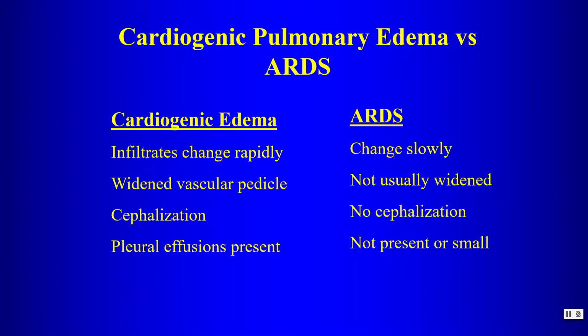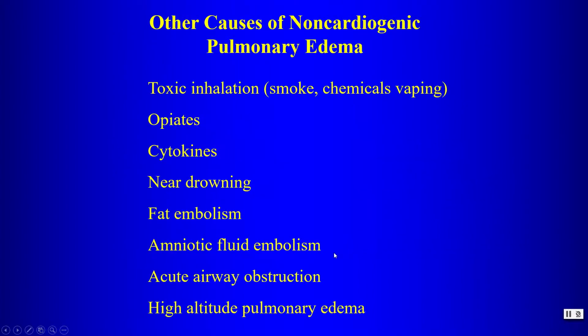slowly with ARDS. Cardiogenic edema can be associated with a widened vascular pedicle, telling you that the intravascular fluid volume is increased. With ARDS, the vascular pedicle is usually not widened. And with cardiogenic edema, we may see cephalization. There's no cephalization with ARDS. You might see pleural effusions with cardiogenic edema, and pleural effusions are not present or small with ARDS.